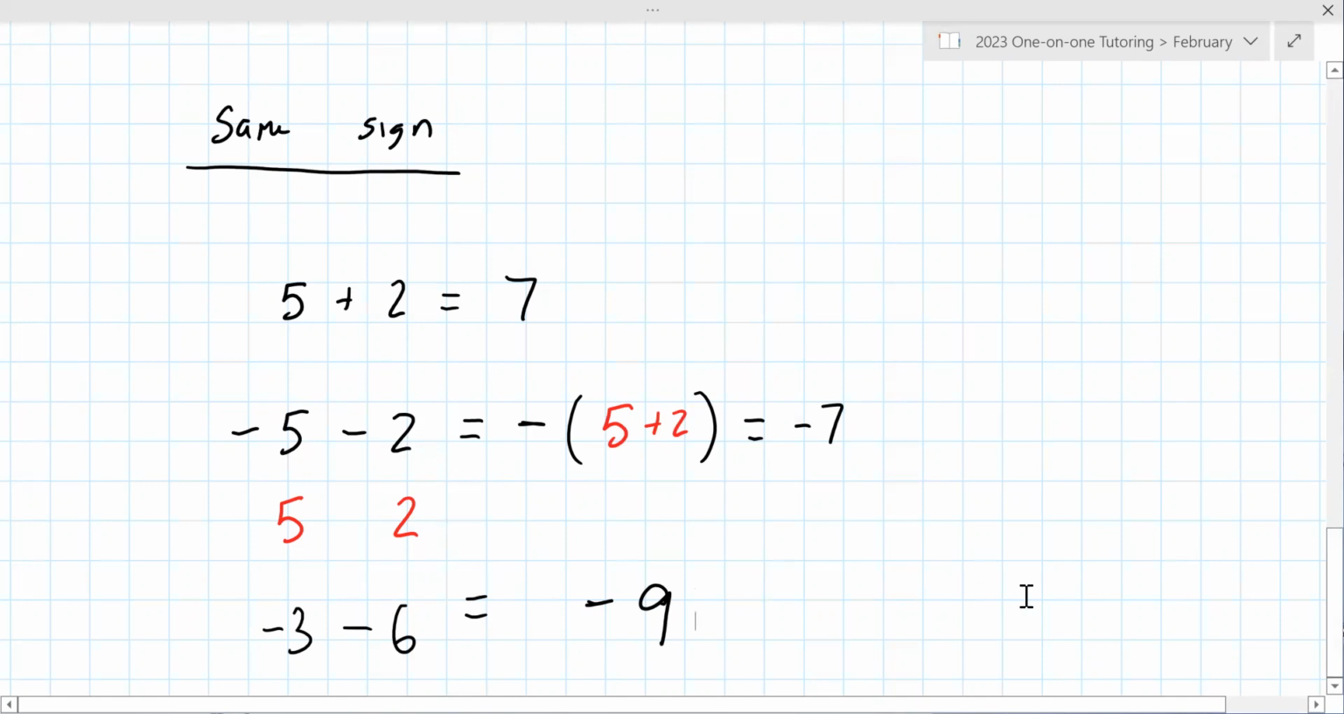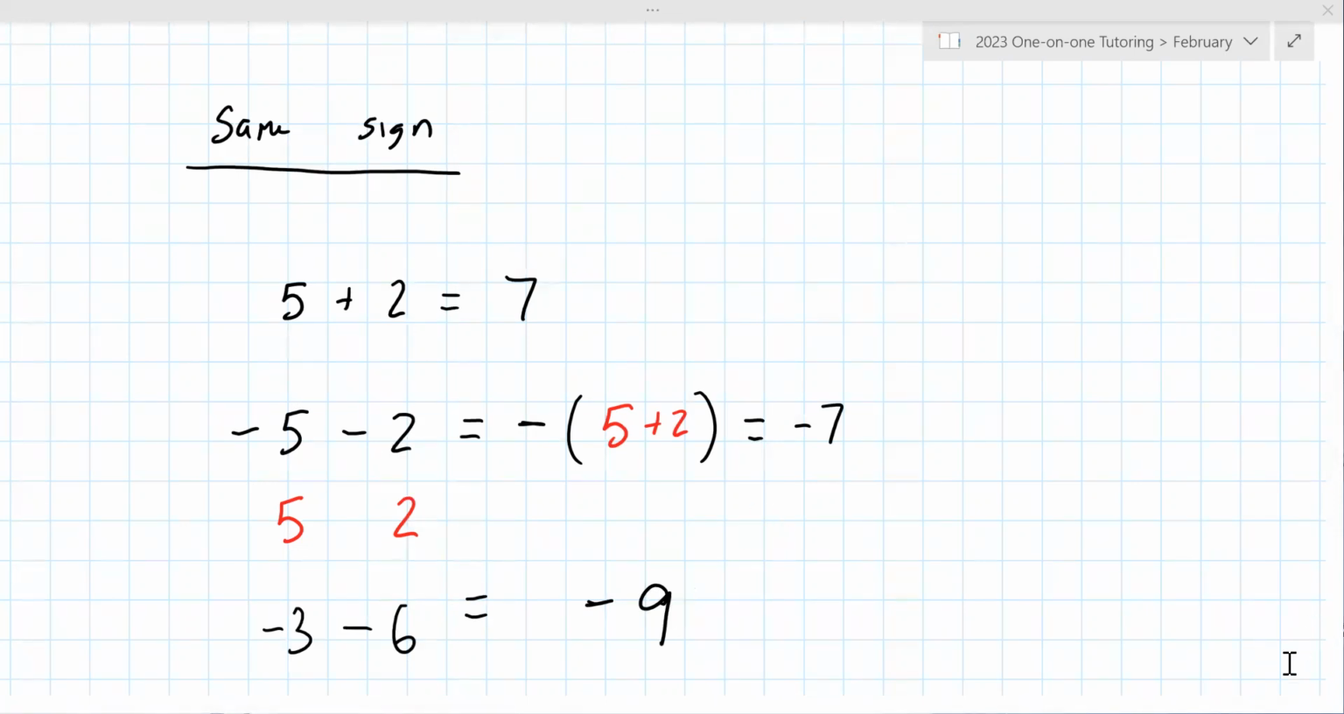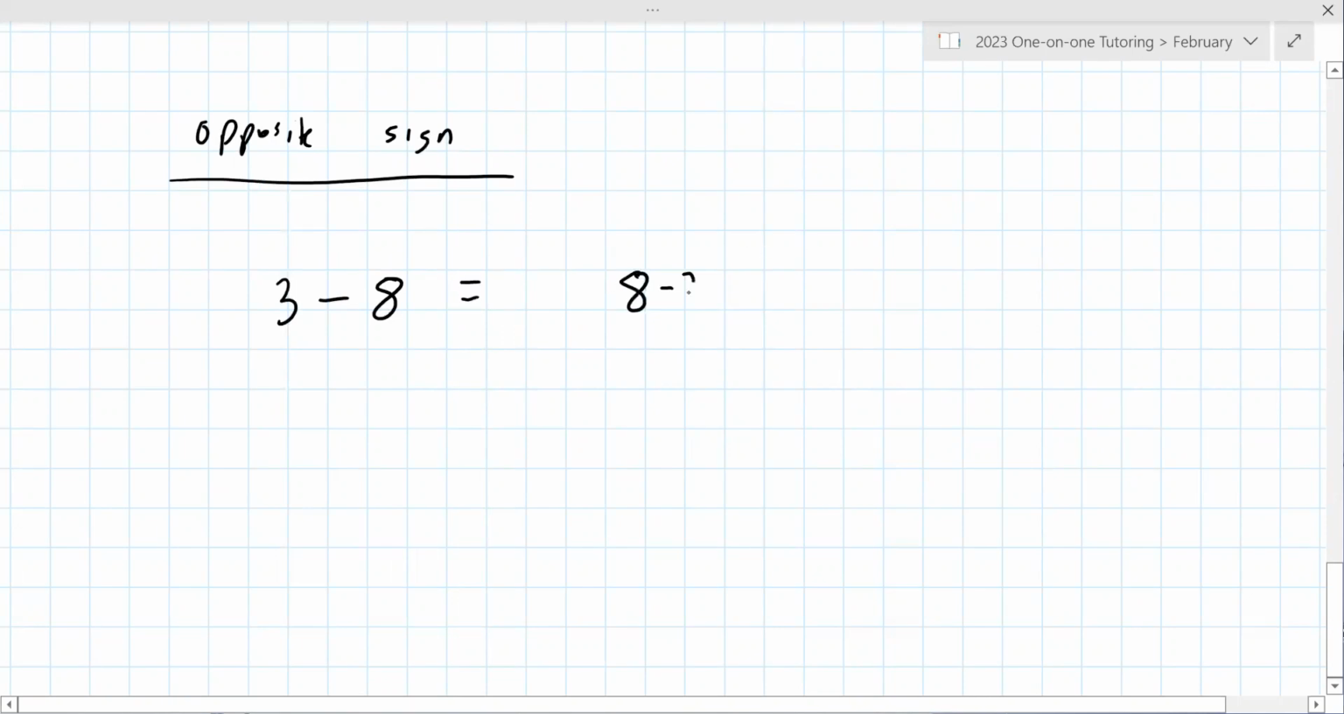Okay. So the harder one is when they're not the same sign, when they're opposite sign. So we're gonna look at those now. So opposite sign, one's positive and one's negative. So it's something like 3 minus 8. The 3 is positive, the 8 is negative. So you really want to treat this as 8 minus 3 and then decide, well, is it positive or negative? It's negative because the 8 is further from 0. So it's negative, this becomes -5.